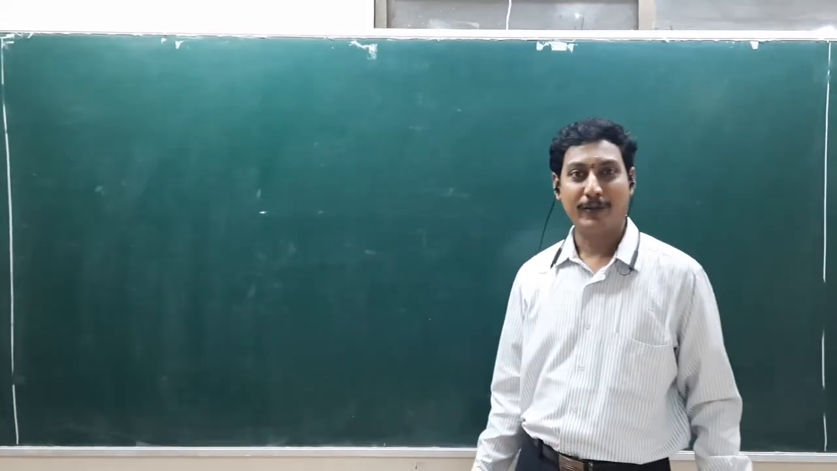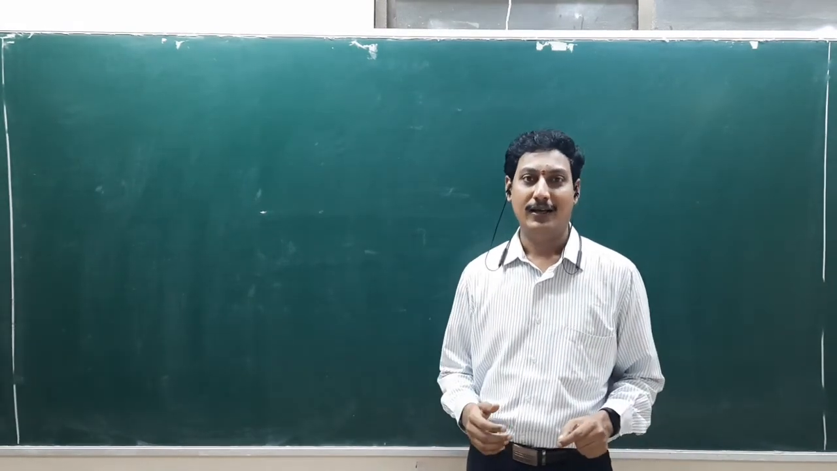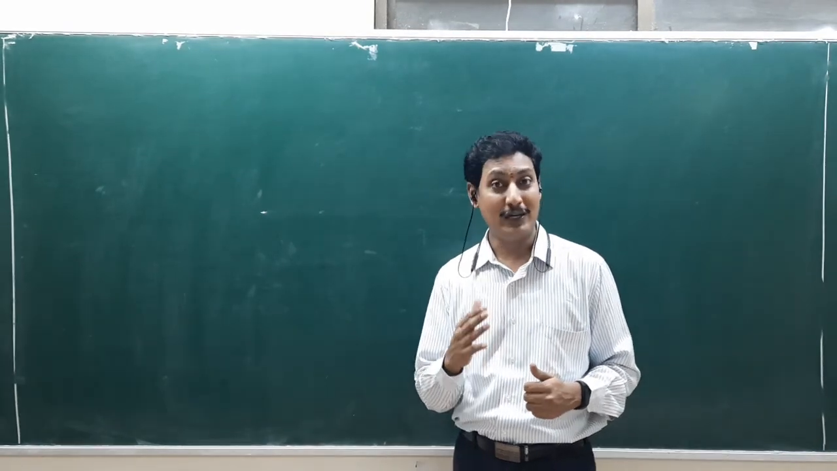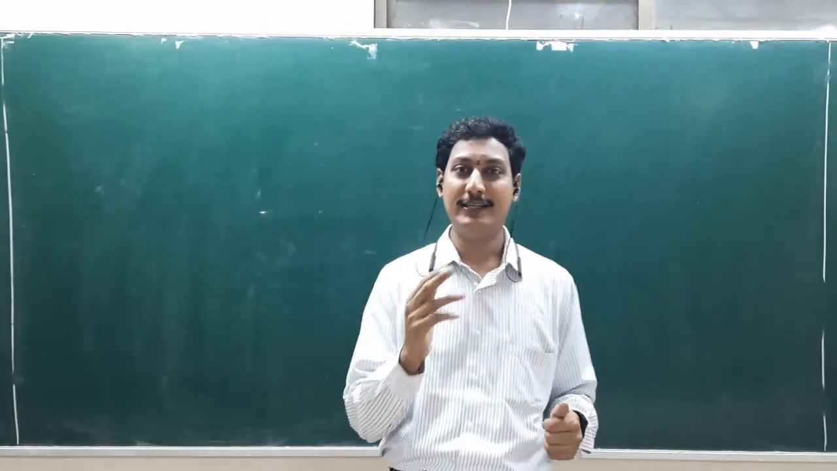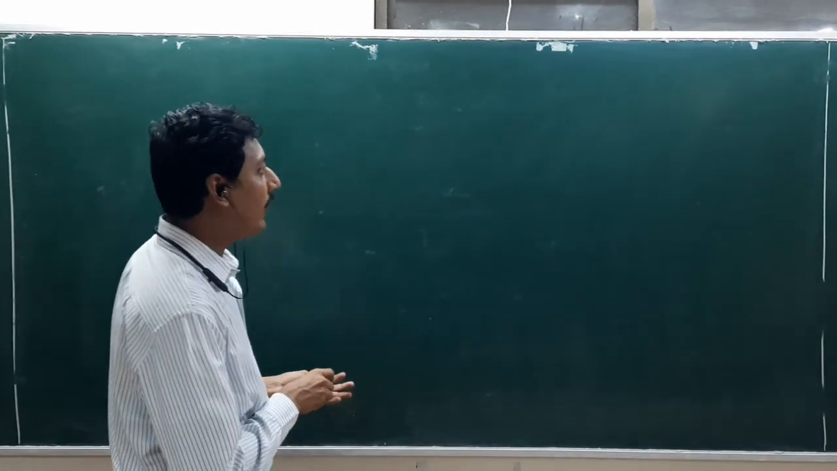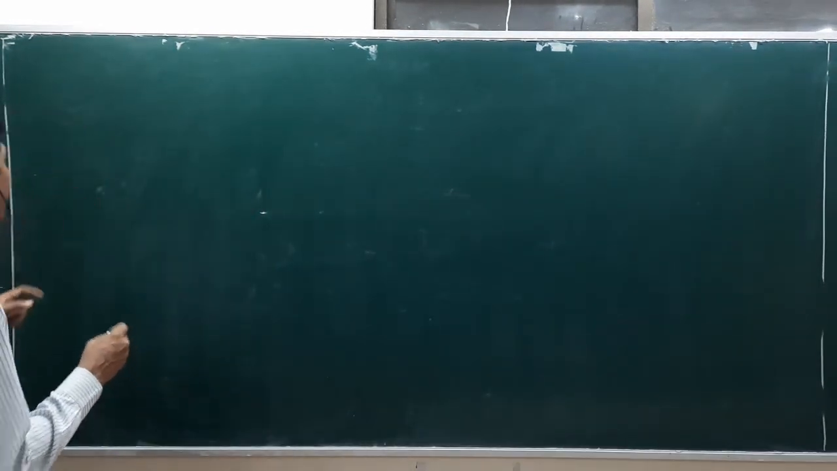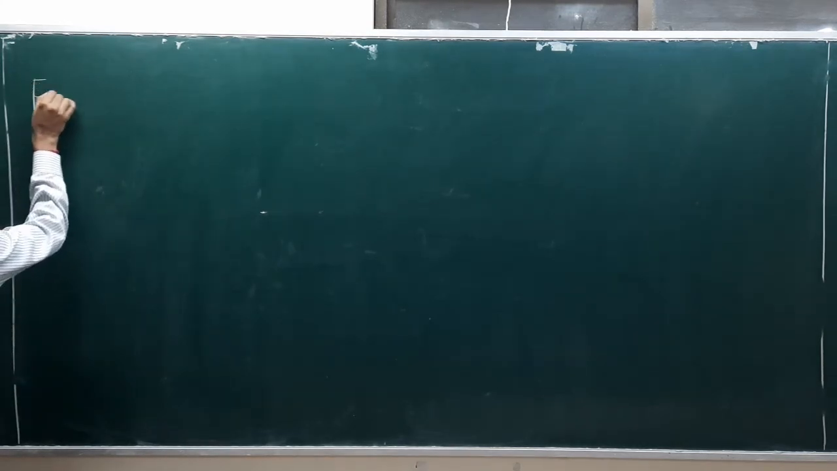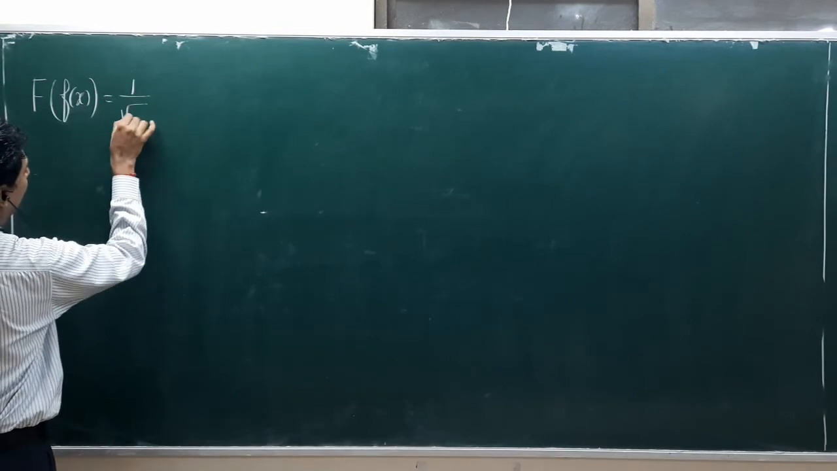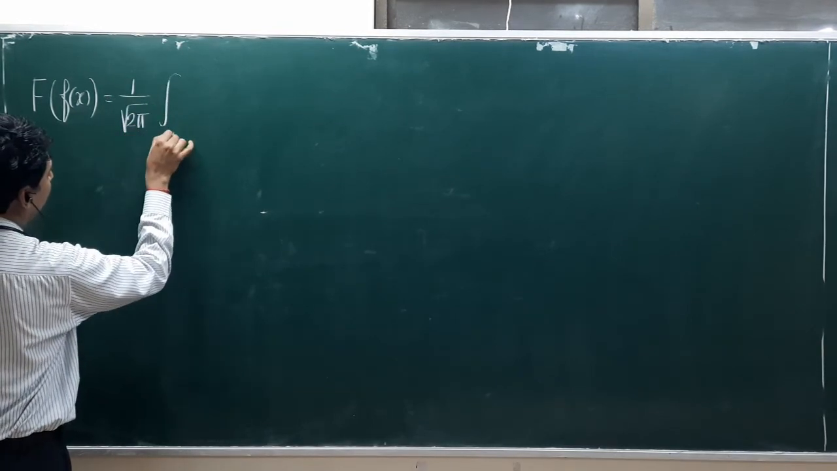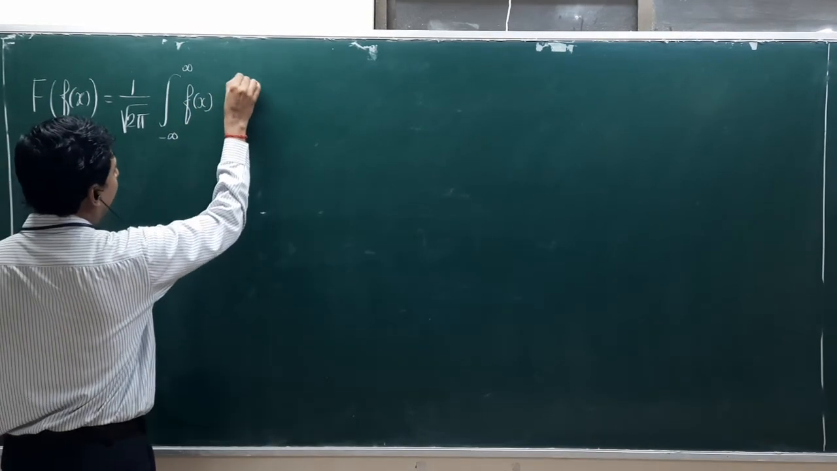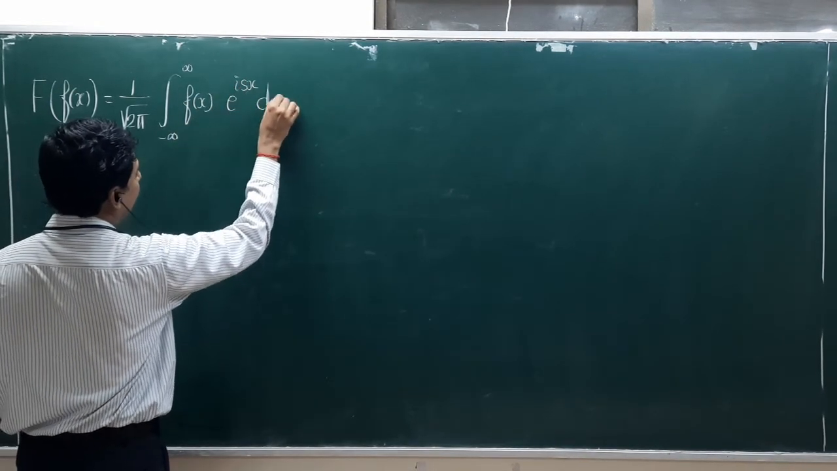In this class, we are going to see the real application of the Fourier transform, particularly complex Fourier transforms. Before going to the topic, I would like to remind you what the Fourier transform of f(x) is. The Fourier transform of f(x) is equal to 1 by square root of 2 pi integral from minus infinity to plus infinity f(x) into e to the power i s x dx.